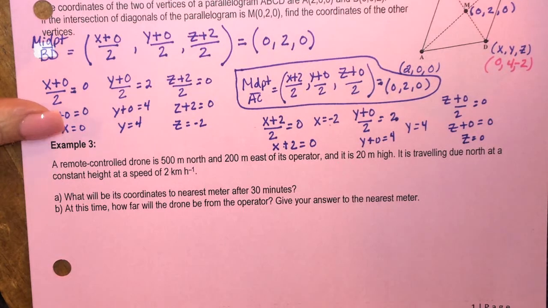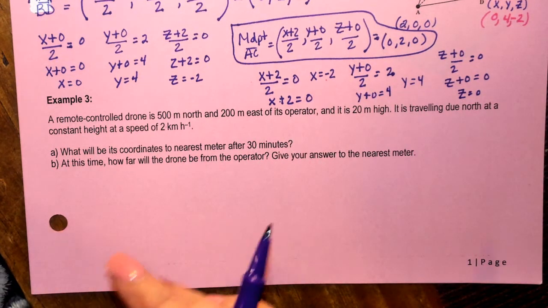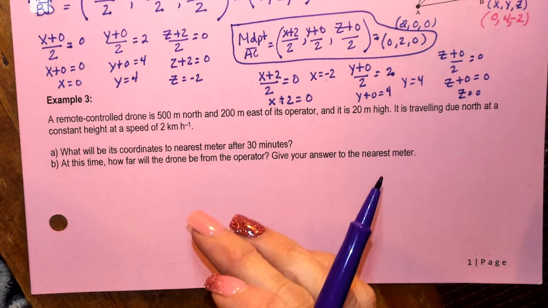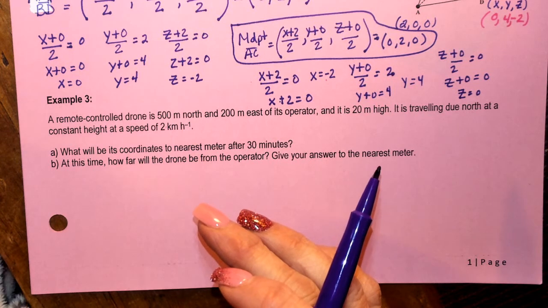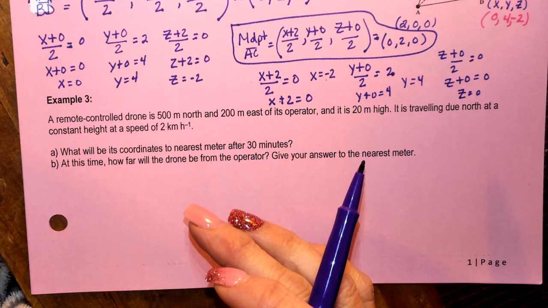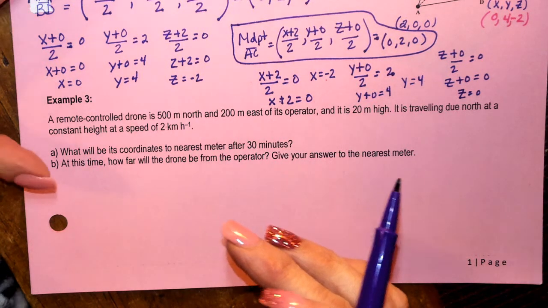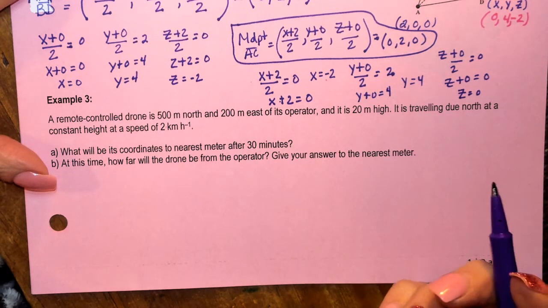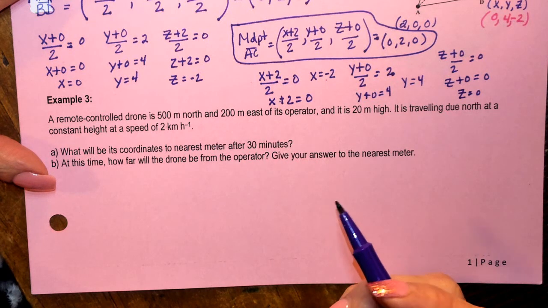All right, so let's do number 3. Example, a remote-controlled drone is 500 meters north and 200 meters east of its operator, and it is 20 meters high. It is traveling due north at a constant height at a speed of 2 kilometers per hour. What will be the coordinate to the nearest meter after 30 minutes? At this time, how far will the drone be from the operator? Give your answer to the nearest meter.